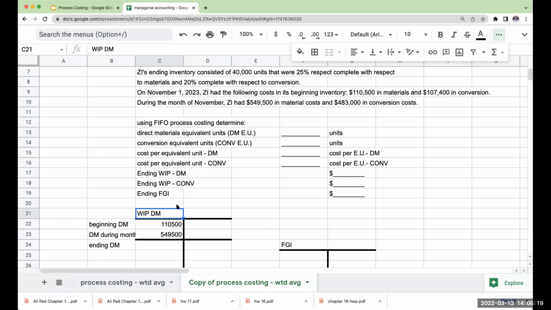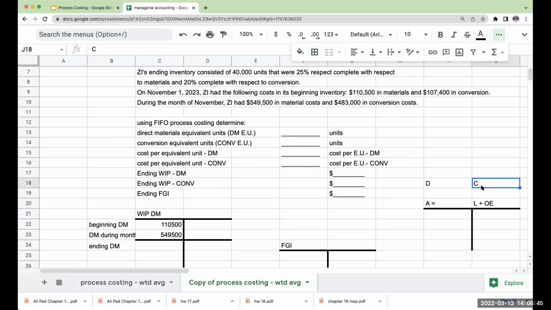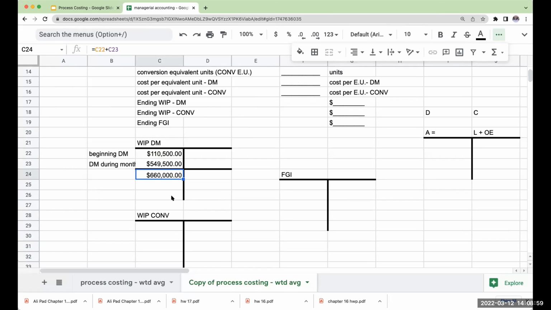Remember, work in process is an inventory account. It is an asset, right? My assets are equal to my liabilities plus my owner's equity. Over here, my assets are going to be recorded with debits. I increase them with debits and decrease them with credits. So right over here, this is basically my total. I've got 110,500 plus 549,500, a total of $660,000 in direct materials.